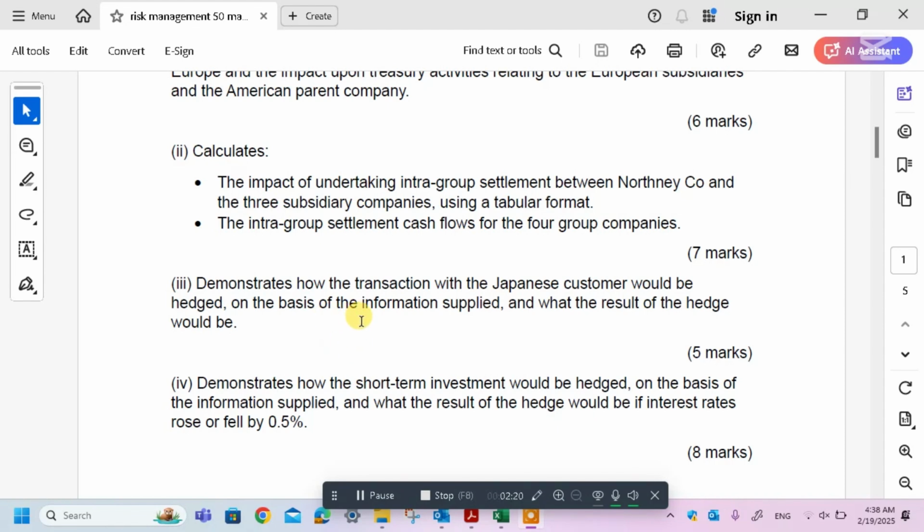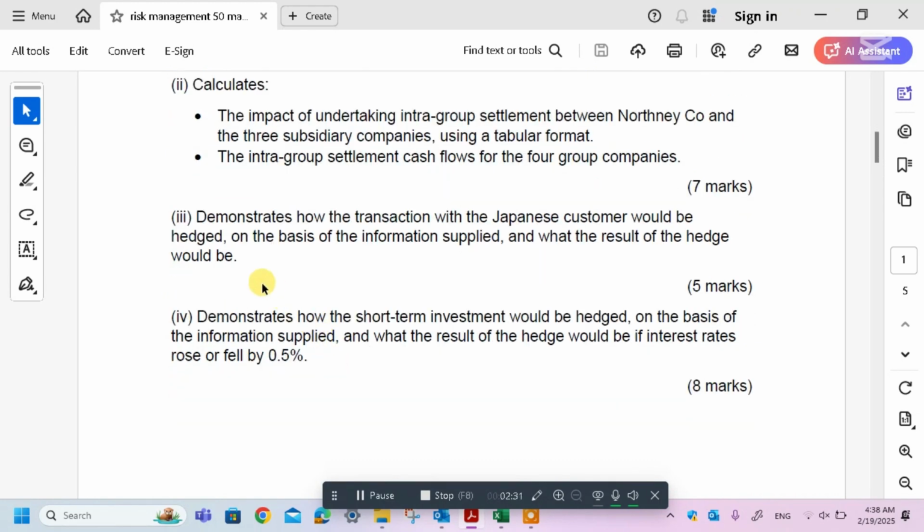Demonstrates how the transaction with the Japanese customer would be hedged on the basis of the information supplied and what the result of the hedge would be. Some hedging method is going to be mentioned in the question, 5 marks. I don't think it will be more than one method. There must be one method, either futures, options, something is going to be there. Let's see that.